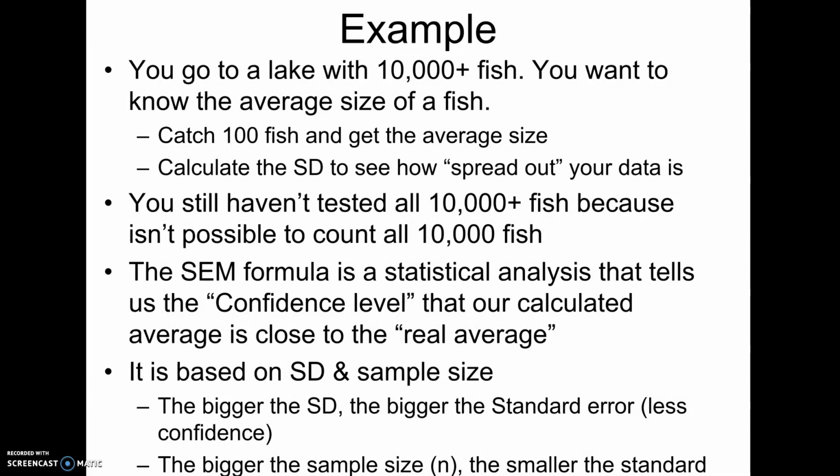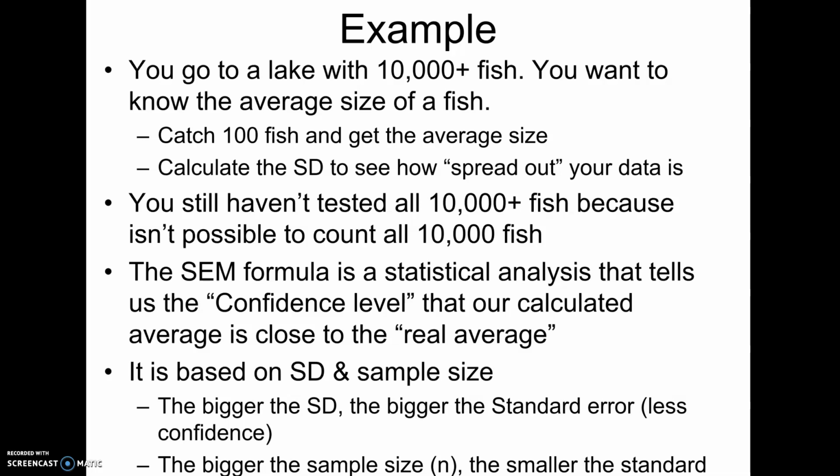So you have a lake, it has 10,000 fish. You want to know the average size of one fish. So you catch 100 fish, and you get the average, and you calculate the standard deviation. Isn't it true you've only tested 100 fish? You haven't tested all 10,000, and it's not possible to test all 10,000. Scientists would like to have a way of predicting, if I repeat this experiment, how sure am I that I'm going to get the same average again? That if I test another 100 fish, I'd get the exact same answer.